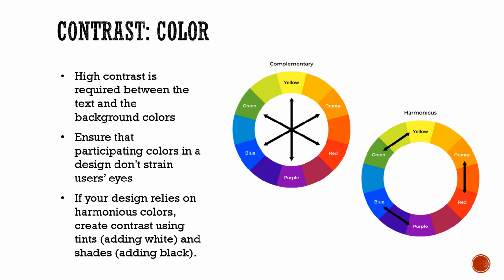So establishing the right balance when using contrasting colors is going to be key to creating an attractive and effective design. Now, if the contrast is too stark, you risk overwhelming or maybe irritating your reader's eye and compromising your message. But if the contrast is too weak, your design may appear monotone and uninteresting and not catch their eye at all. So if your design relies on harmonious colors, what you want to do is create contrast using tints. That means adding a little bit more white to the color, and adding shades, which means adding a little bit more black to the color.